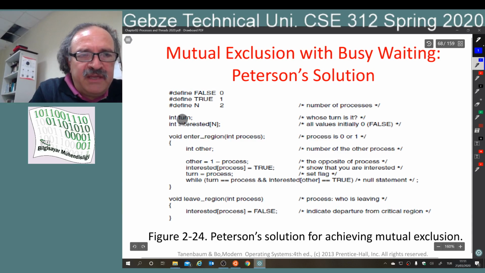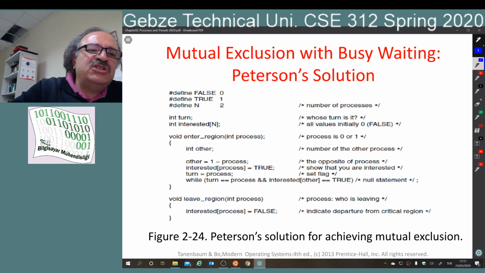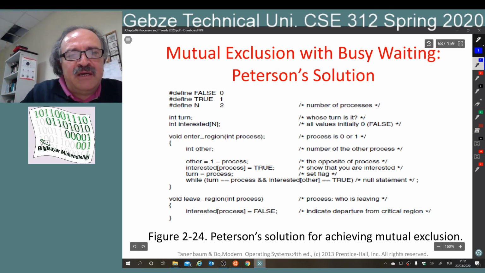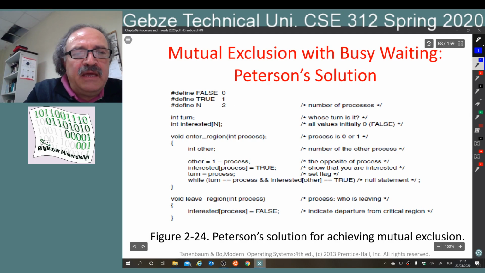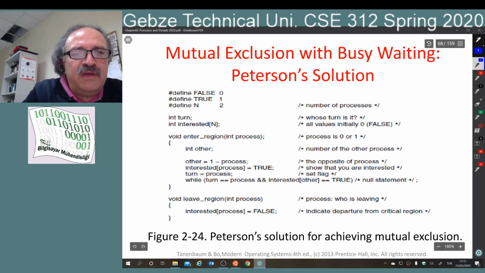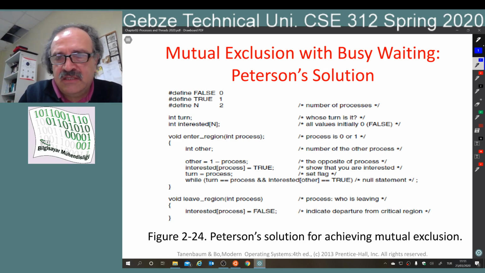Again, we have a global variable turn. Turn is either 0 or 1, since we have 2 processes. This is generalizable to n processes, doesn't matter. For now I have 2. And I have an array of integers, interested.